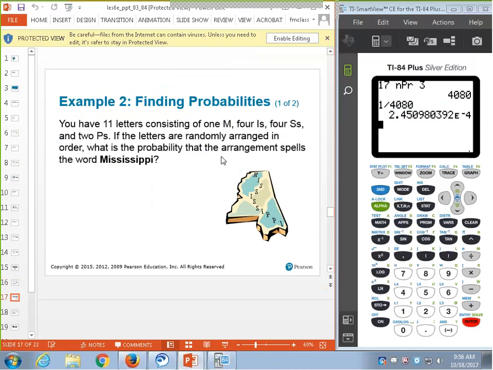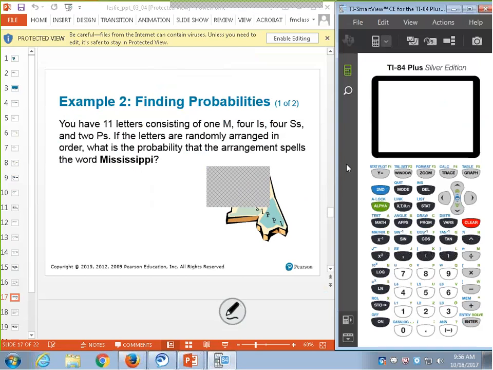You have 11 letters consisting of 1 M, 4 S's, 4 I's, and 2 P's. If the letters are randomly arranged in order, what is the probability that the arrangement spells the word Mississippi? So you have a choice of exactly 1 arrangement, right? Now, what do we need? We need the total. Probability is how many choices, successes, you want: 1 sequence of letters that spells Mississippi, so 1.